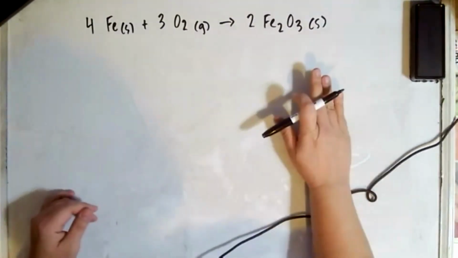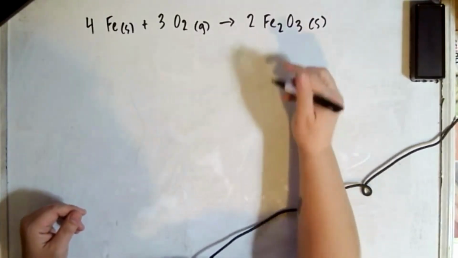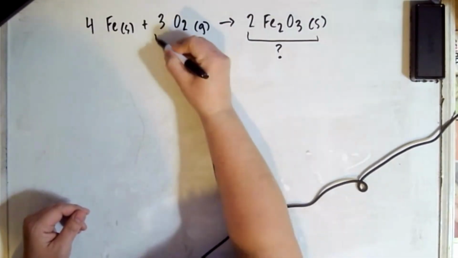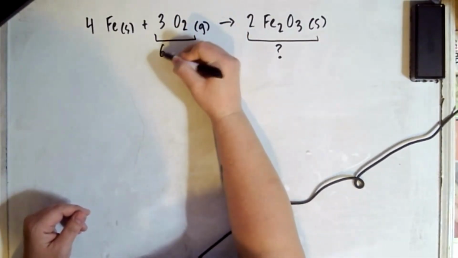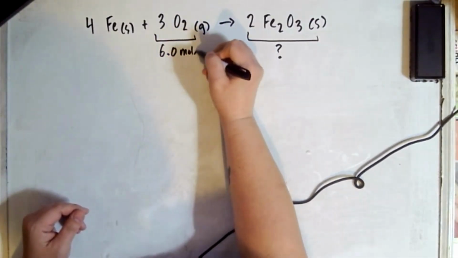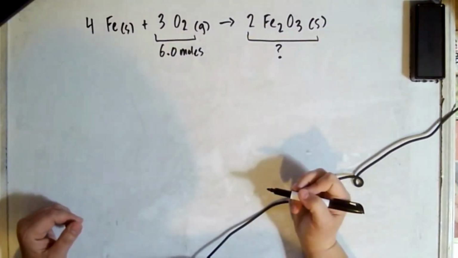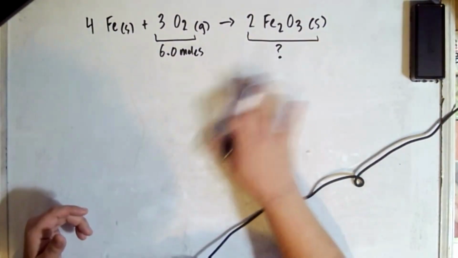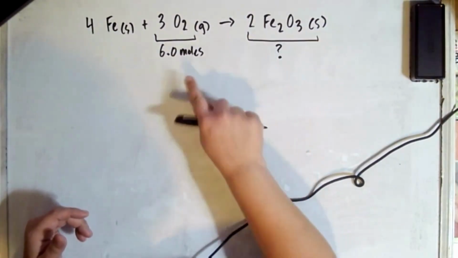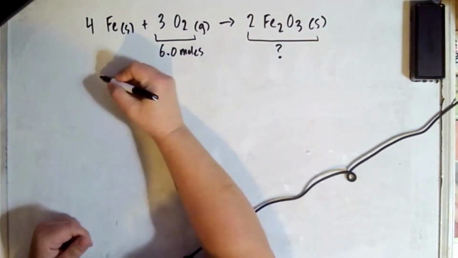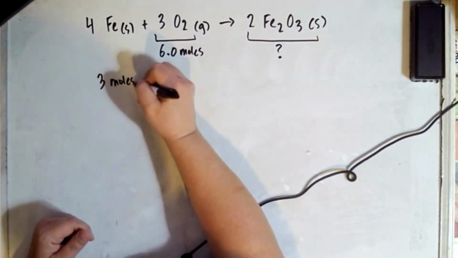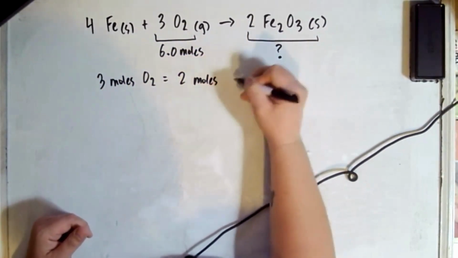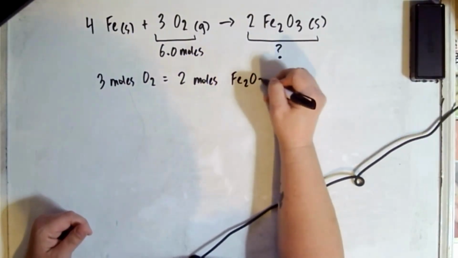So we have our balanced equation, and they're asking us how many moles of the Fe2O3 can form from 6 moles of our oxygen. Okay. They're telling us that these are the two things that we want to look at and connect to each other. So we're going to focus on this relationship, the relationship of 3 moles of O2 equals 2 moles of Fe2O3.